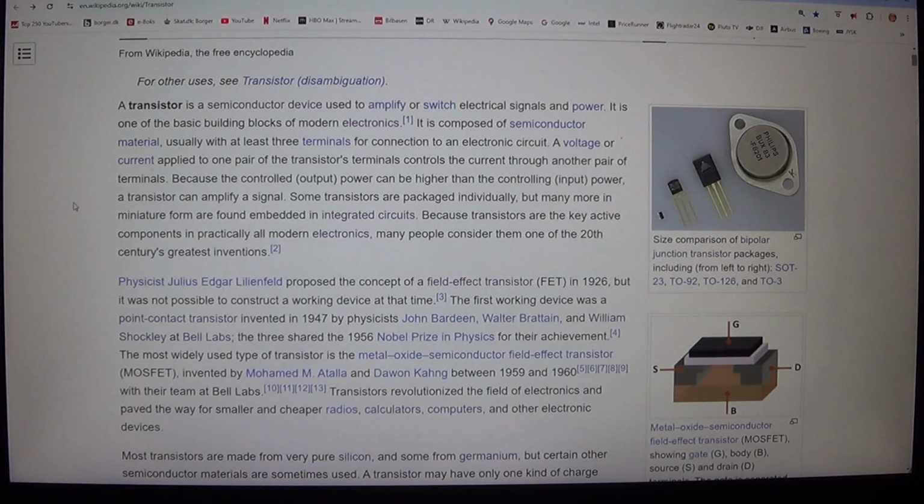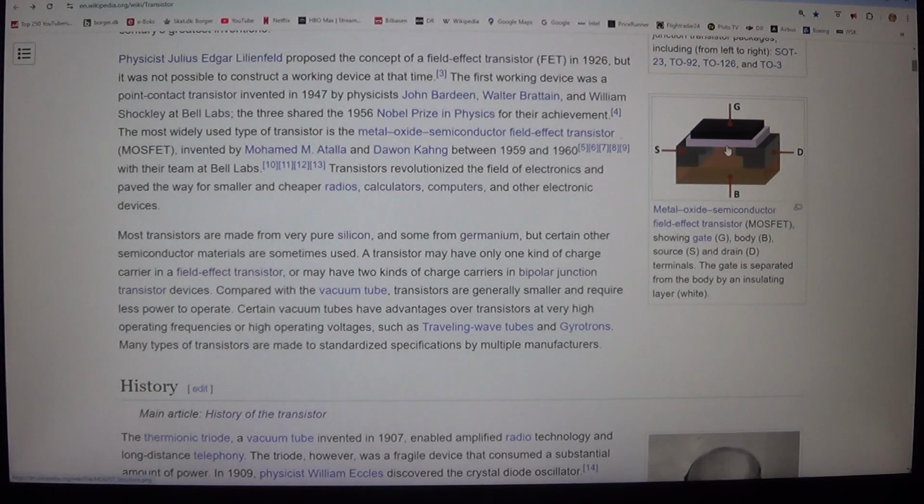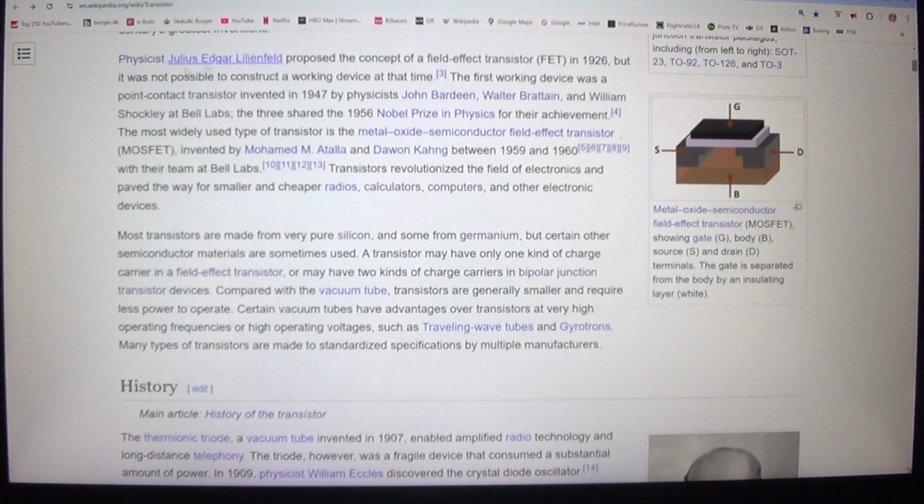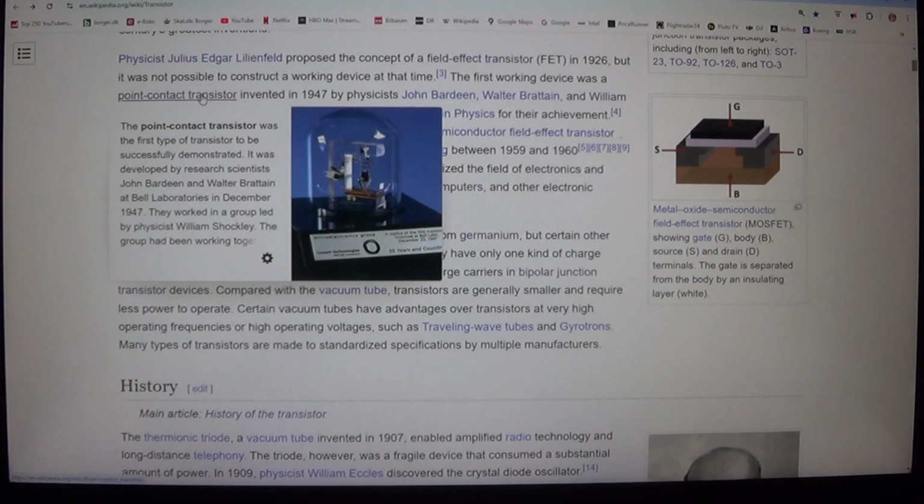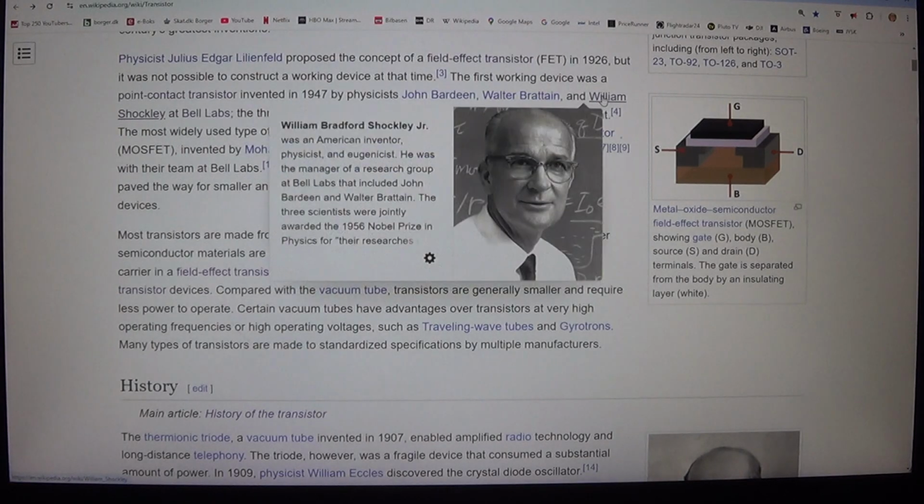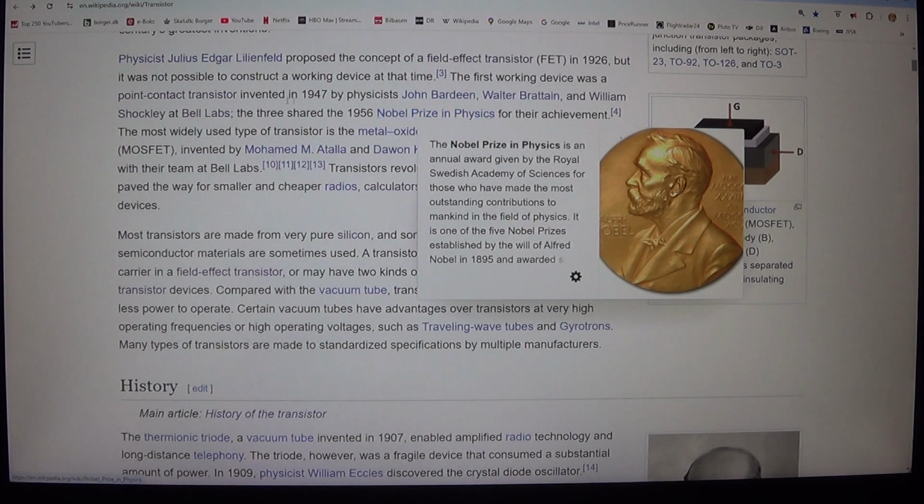Because transistors are the key active components in practically all modern electronics, many people consider them one of the 20th century's greatest inventions. Physicist Julius Edgar Lilienfeld proposed the concept of a field effect transistor, FET, in 1926, but it was not possible to construct a working device at that time. The first working device was a point contact transistor invented in 1947 by physicists John Bardeen, Walter Brattain, and William Shockley at Bell Labs. The three shared the 1956 Nobel Prize in Physics for their achievement.